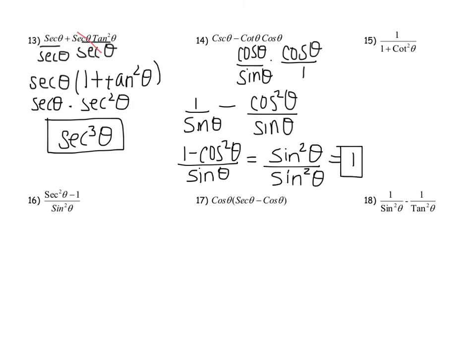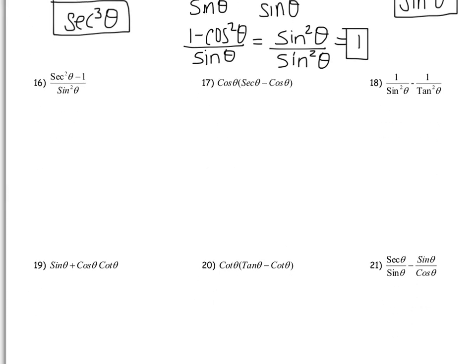Okay. 15. Knowing your Pythagorean identities will help. 1 plus cotangent squared is cosecant squared. So 1 over cosecant squared theta. And cosecant is the reciprocal of sine, so we can just make this sine squared theta. That's it.